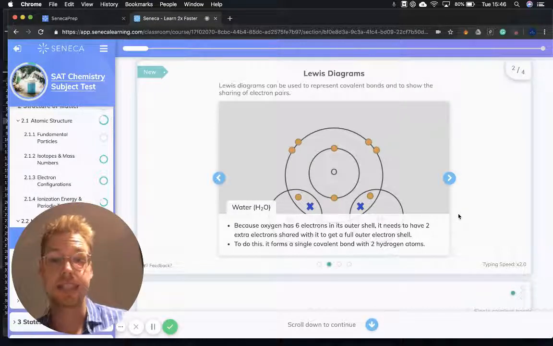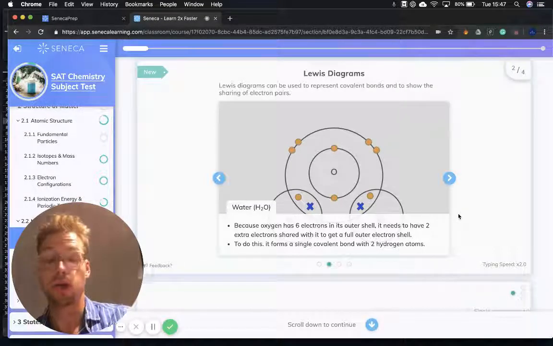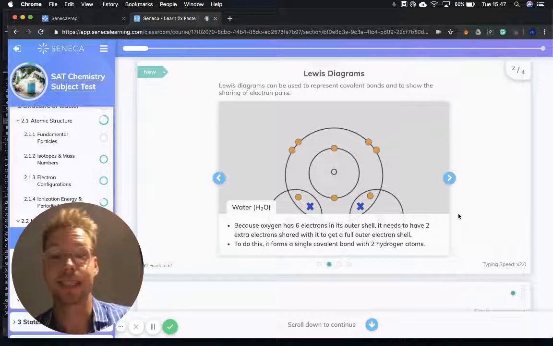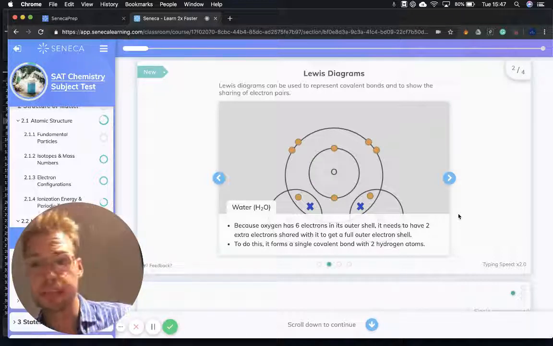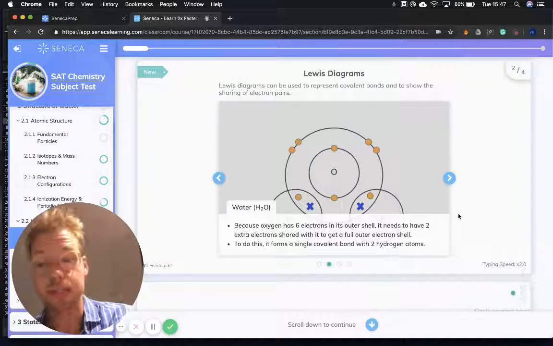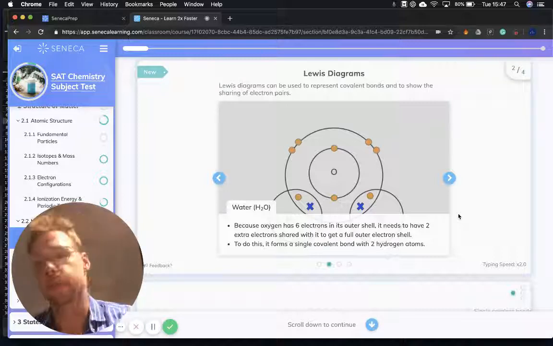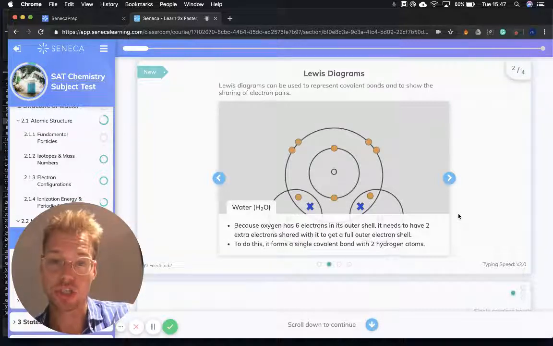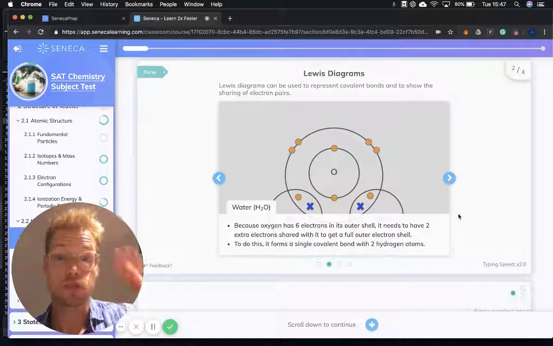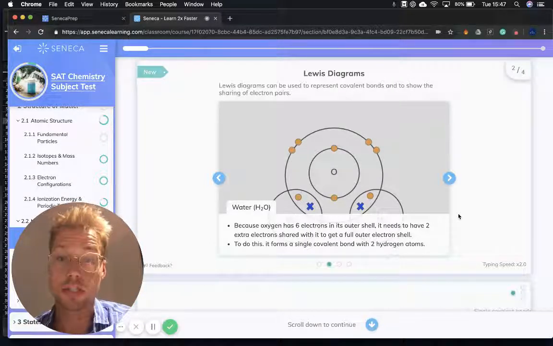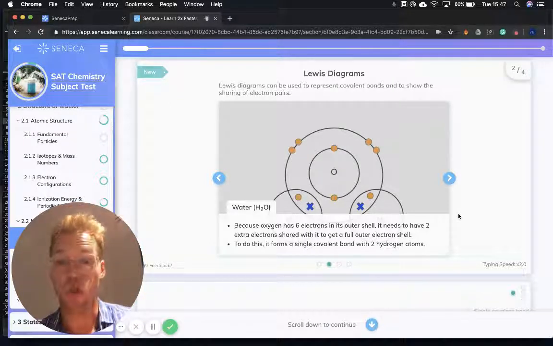Now, let's go through water. So oxygen, part of water, has 6 electrons in its outer shell. We can find this out just by looking at a periodic table, and you see that oxygen is in group 6. So there's going to be 6 electrons in its outer shell. Bam. That means we need 2 more electrons for oxygen to get its full outer shell or its full octet.